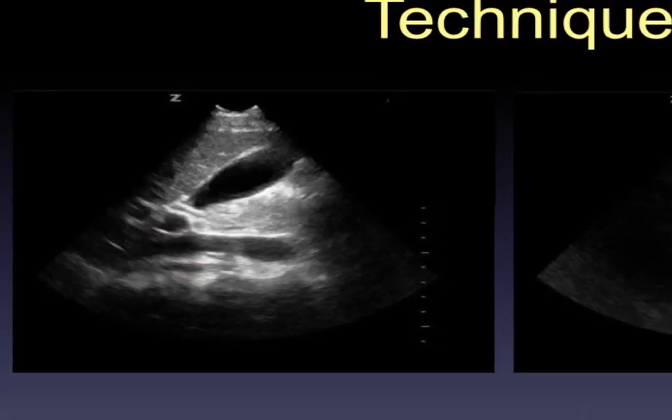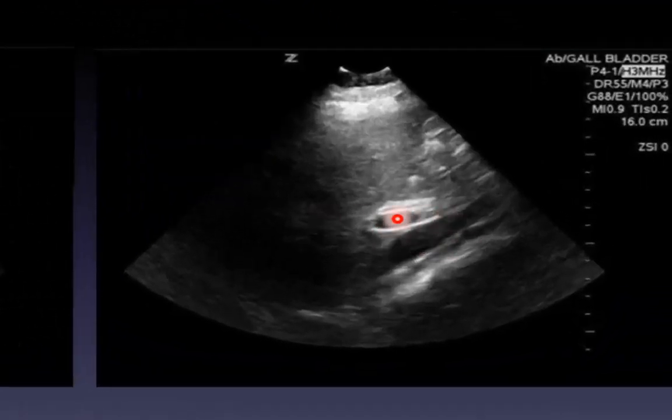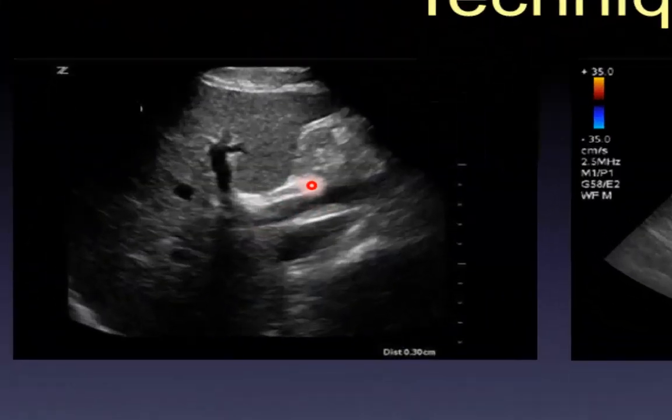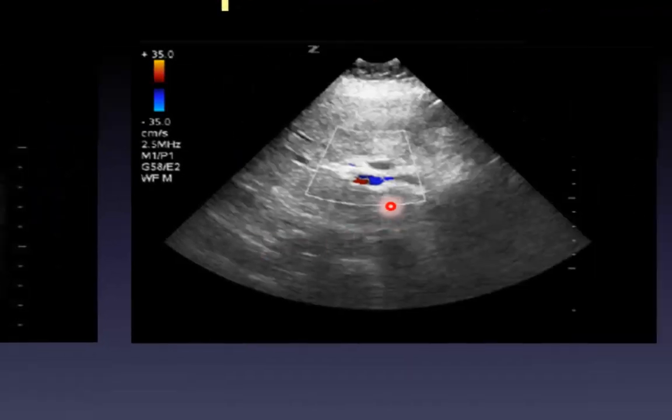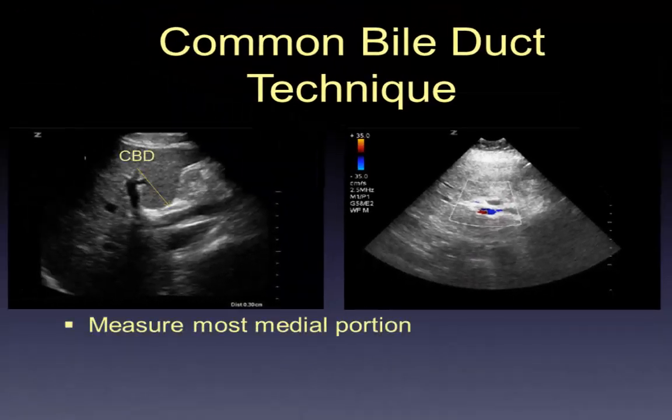Once I find that, I'll usually rotate counterclockwise and try and identify it in more of a long axis orientation. And then you should be able to see the common bile duct coursing usually right over top of the portal vein, and you can use color to confirm. The common bile duct shouldn't have any color in it because its velocity is incredibly low. And you want to measure the most medial portion and at its widest point. You measure from inner wall to inner wall. And measurements, the number to remember is about 5 or 6 millimeters.